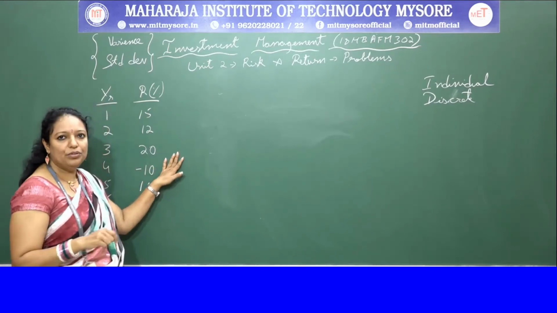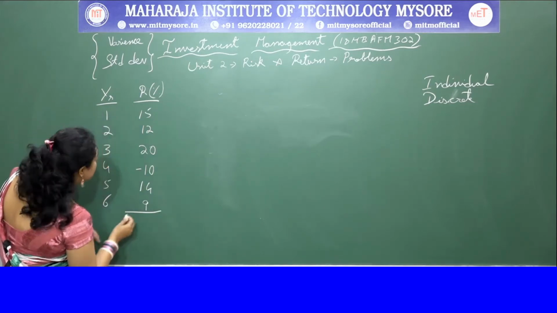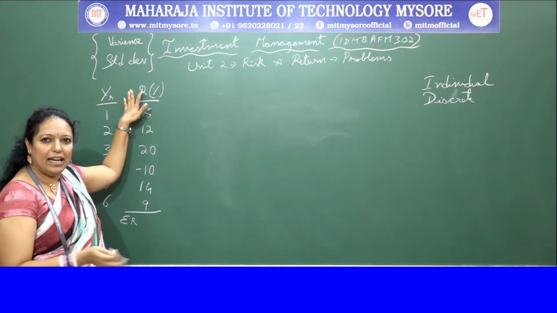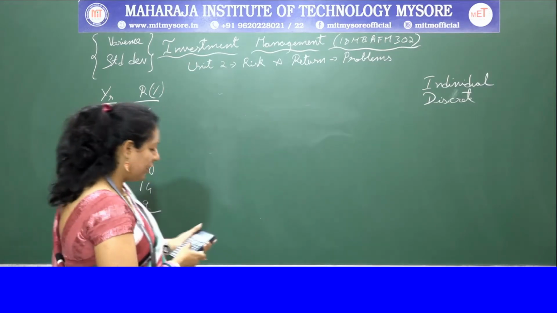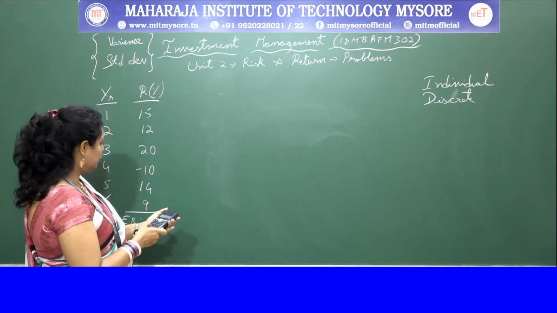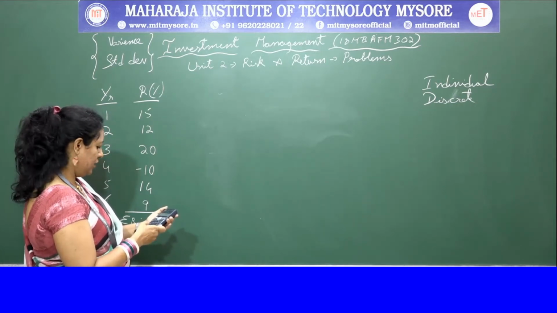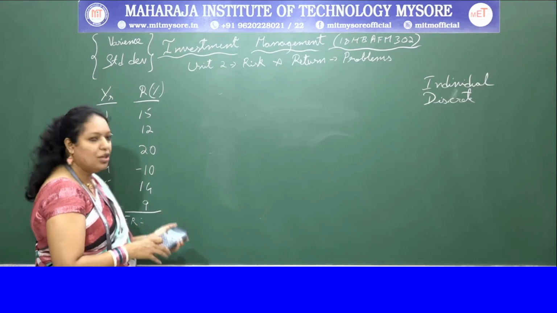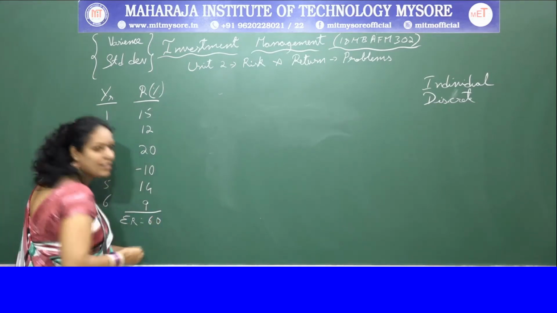So here we have to do the summation and the average first. We'll do the summation, that is sigma R. As it is given R, I'll take R only. You can take the help of a calculator and sum it up: 15 plus 12 plus 20 plus 14 plus 9, that is 70, minus 10. So you get your answer as 60. So the summation is 60.